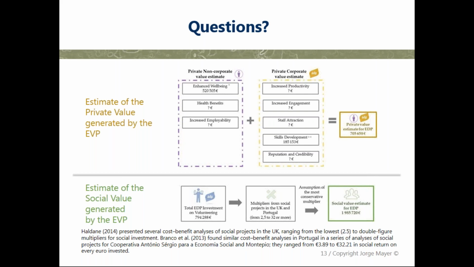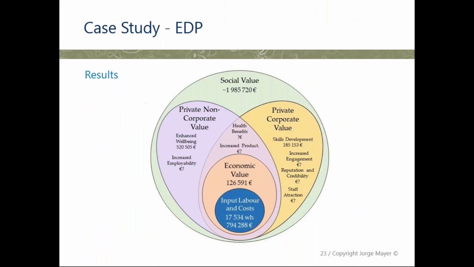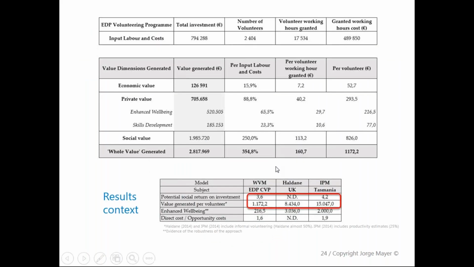Great. Okay. So moving forward, these are the results in general. Still a lot of question marks, but already some numbers. This is an important slide because it puts these results into context. Here are the main numbers of the program. Here are the main numbers that we found.